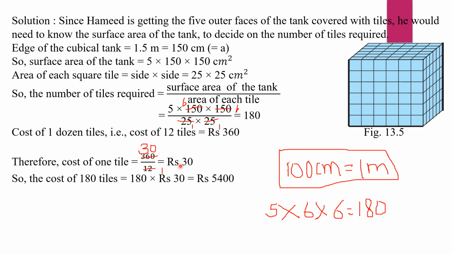So how many tiles are required? 180. Yes or no, my children? So the cost of 180 tiles is equal to 180 into 30 rupees. That is equal to 5,400 rupees. Understood this point, my children? Right.